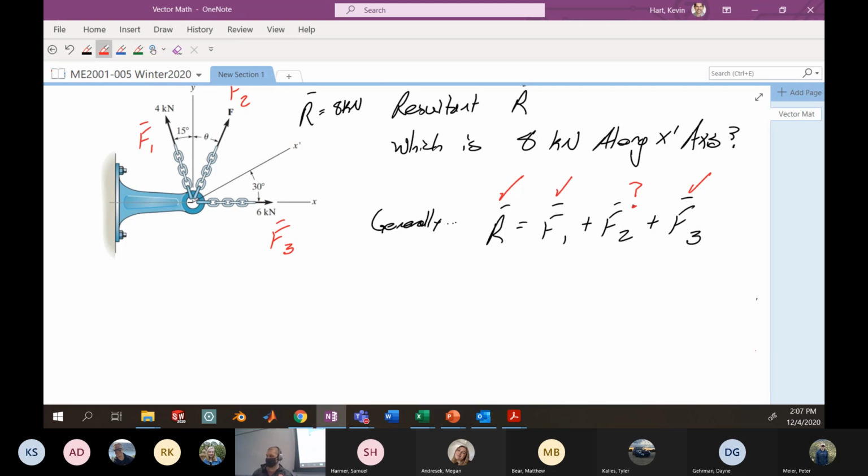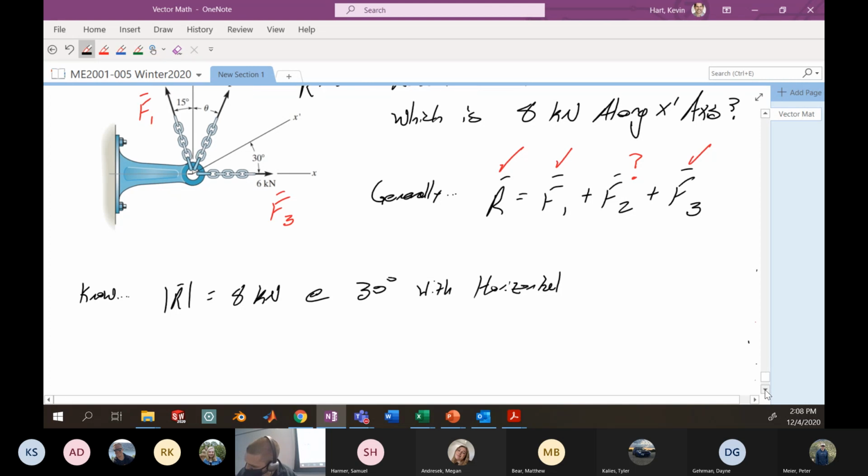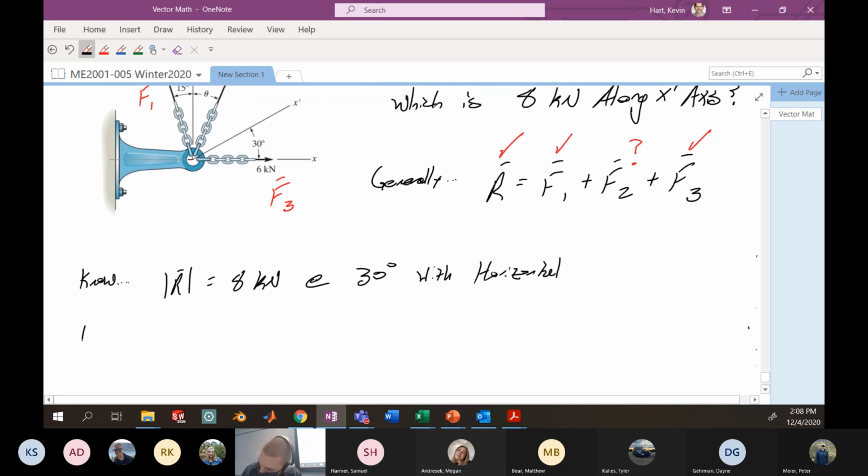So let's get down a little more information about the things that we know. We'll start with the resultant force. We know that we want the magnitude of the resultant to be 8 kilonewtons, and we want this to be at 30 degrees with horizontal. All right, so let's write this in our unit vector fashion.